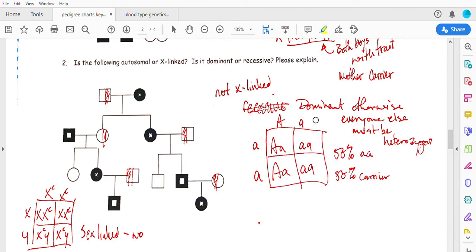And so this is scratching these things and saying they would all have to be carriers. That made me sort of go back and rethink this. Dominant, otherwise everyone else must be heterozygous. So I was thinking first recessive and then went dominant. And that's, I think, probably better.